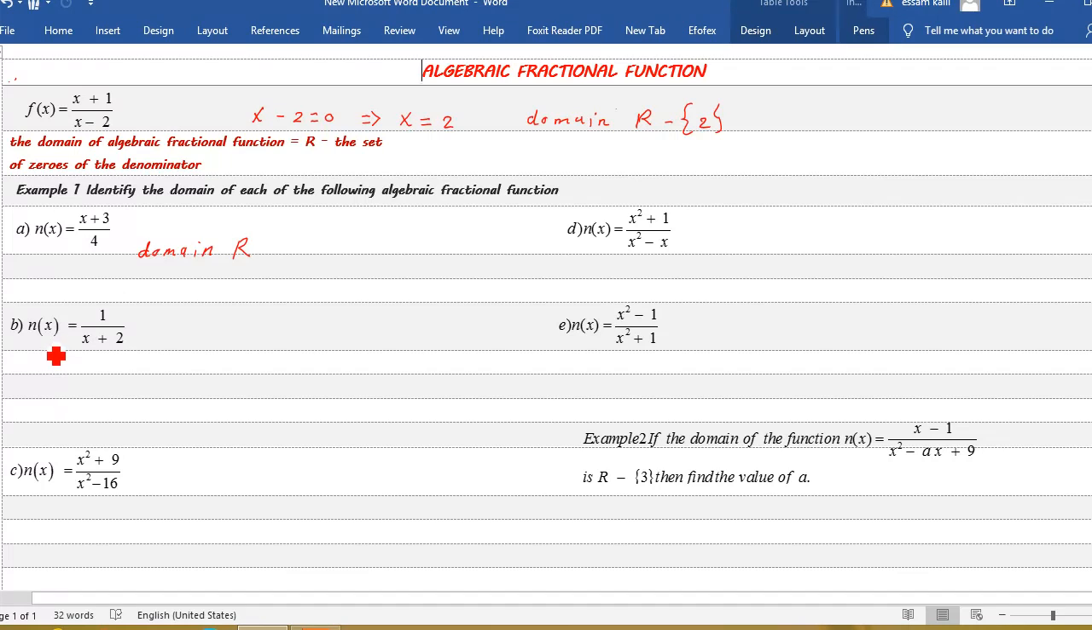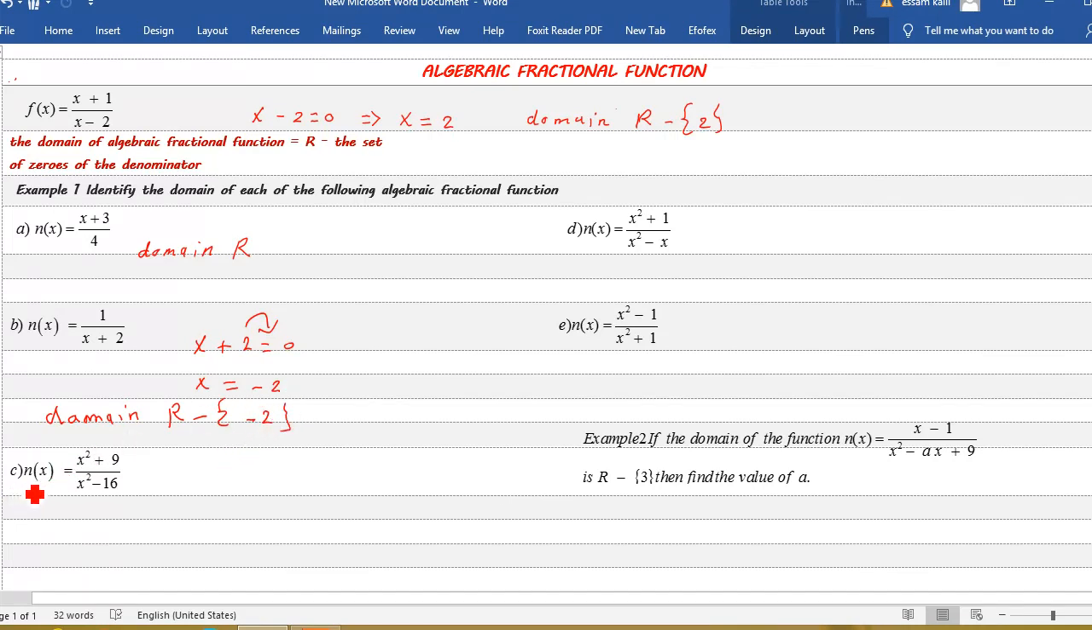Letter B. n of x equal 1 over x plus 2. Put denominator equal 0. يبقى x plus 2 equal 0. يبقى then x move to another side, become -2. يبقى then the domain equal R different sets of 0 of the denominator. يبقى equal R difference what? Difference -2.